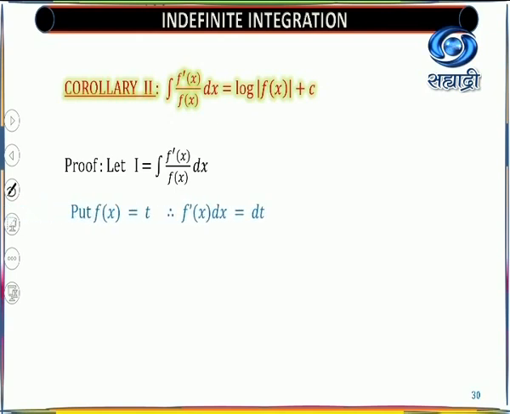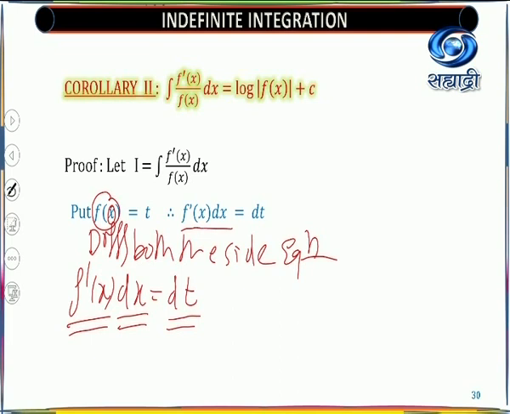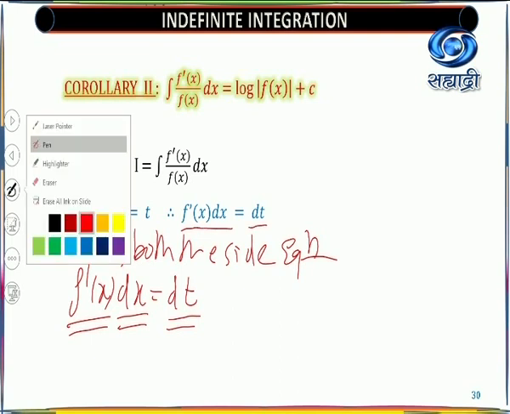So now we'll enter that. Put f(x) equal to t. If you substitute f(x) equal to t, differentiating both sides of the equation, what will you get? The derivative of f(x) is f dash x, and as here it's x, you will get dx. On this side you will get dt. Hence f dash x dx equal to dt. That is your next step.